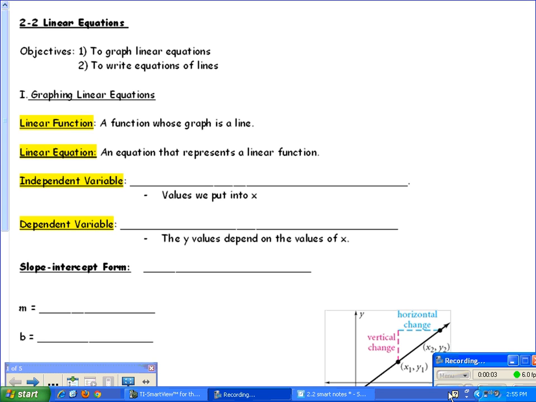Section 2.2, linear equations. Objectives are to graph a linear equation and to write the equations of lines. So, graphing linear equations. A linear function is a function whose graph is a line. A linear equation is an equation that represents a linear function. Your independent variable is the variable that makes up the domain of the function.